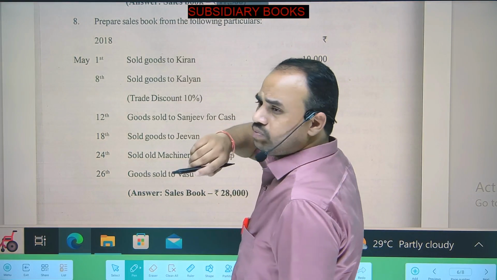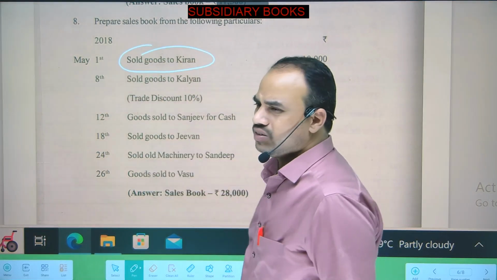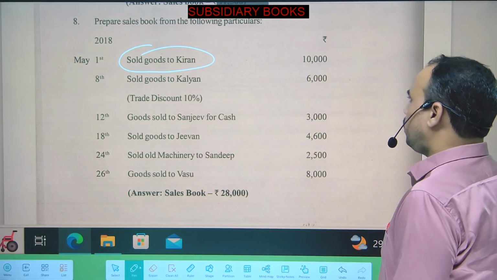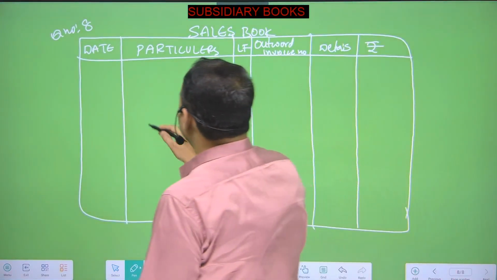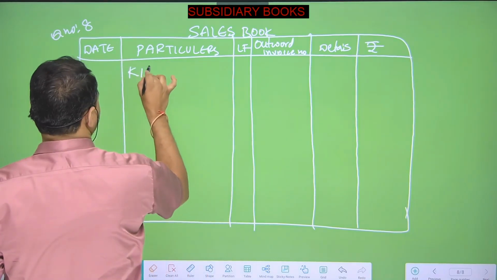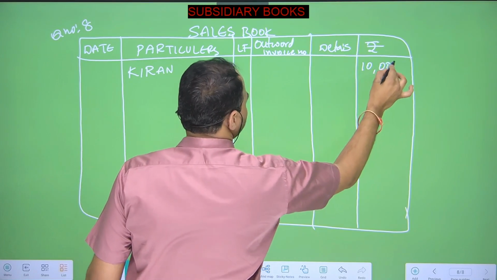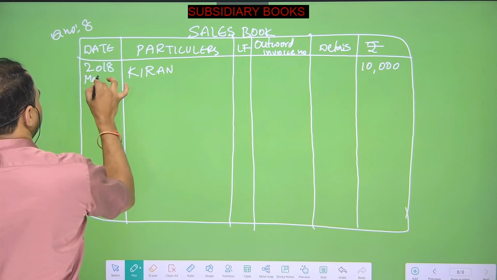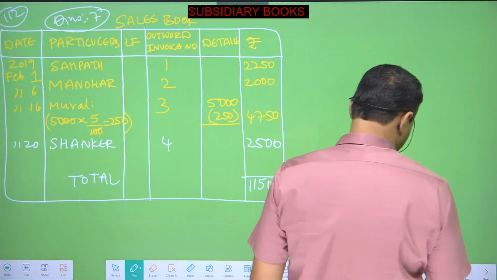Prepare sales book from the following particulars. Sold goods to Kiran. So simply we are selling goods to Kiran, so it is a credit sale. So 2018 May 1st, Kiran, 10,000. The first transaction is completed. Outward invoice number 1, that is the bill number.